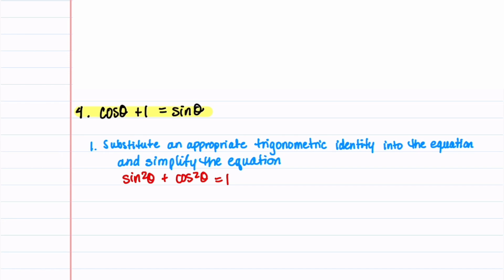We notice that we have sine on the right-hand side. So what if we square both sides to get terms that have cosine squared and sine squared in them? Let's do that. So we're going to square both sides. So we have cosine theta plus 1, we'll square that. And we have sine theta on the right-hand side, and we'll square that.